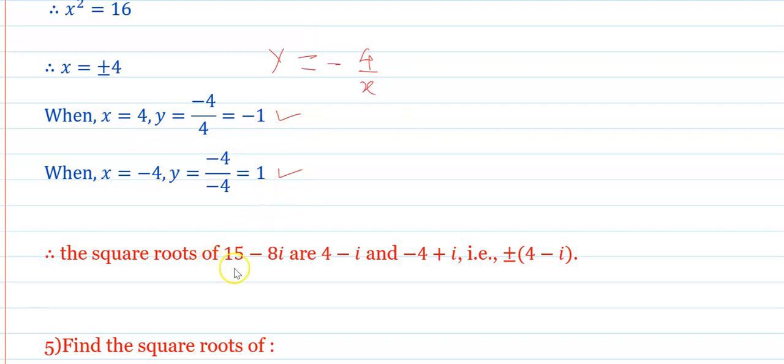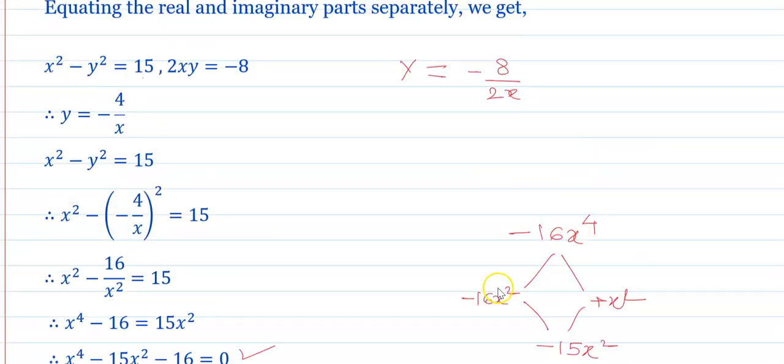And hence the square roots of 15 minus 8i are 4 minus i and minus 4 plus i, that is plus or minus (4 minus i). Okay, again you can see here.